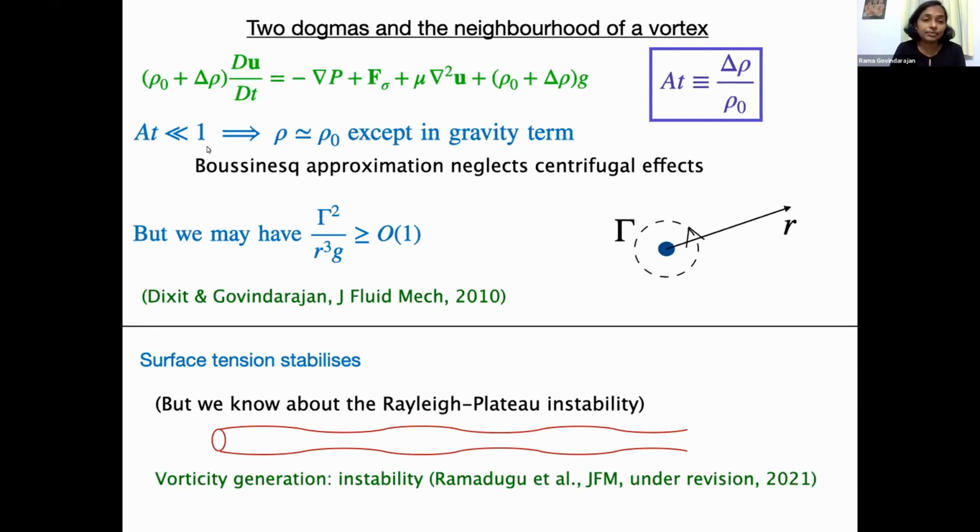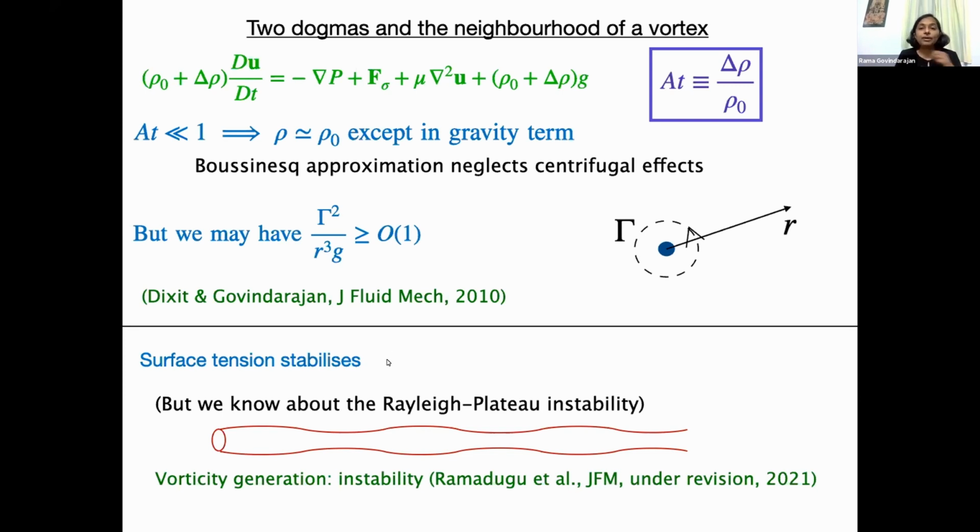So in addition to Atwood being very small, you need another condition that this number should also be much less than 1 in order to make the Boussinesq approximation. So this is one point. Normally people make the Boussinesq approximation when Atwood is much less than 1, but we have to talk about whether we are in the neighborhood of a pretty reasonably strong vortex, not unusually strong, but reasonably strong, or not.